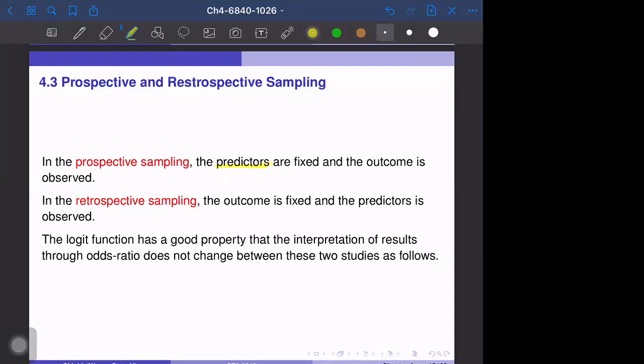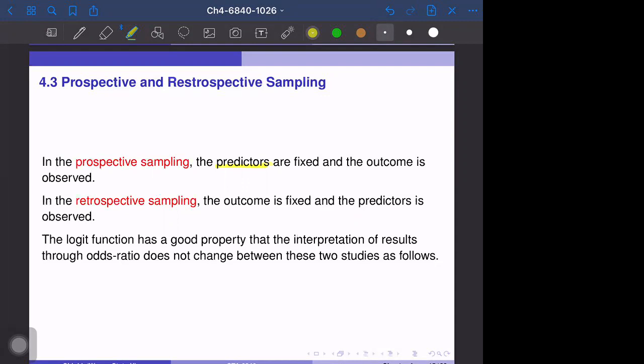And in retrospective sampling, the outcome is fixed. So after something occurs, we sample just the malignant patients, and we sample some benign patients. Then we compare. So that is the retrospective sampling.